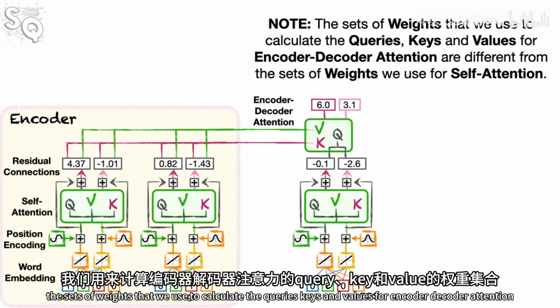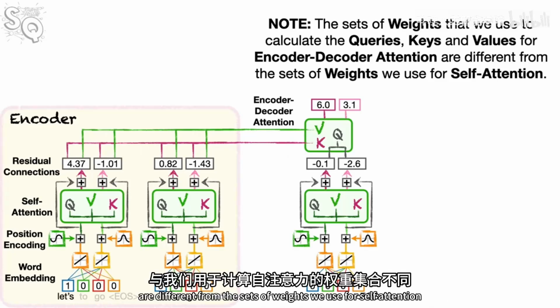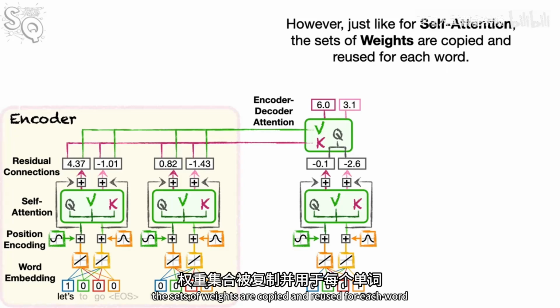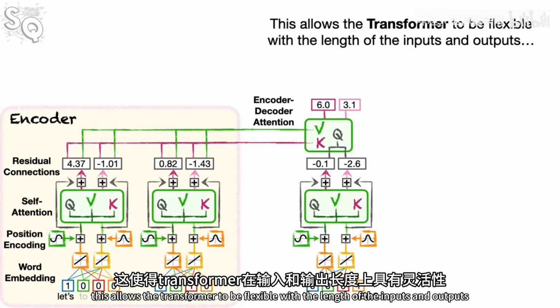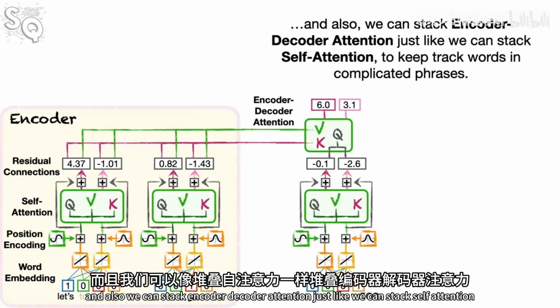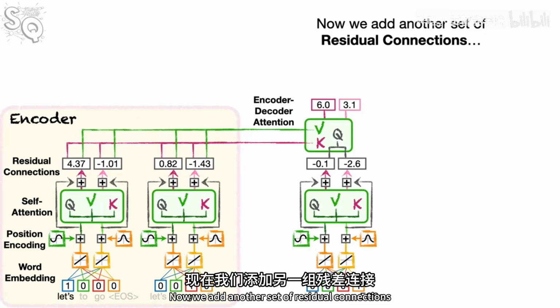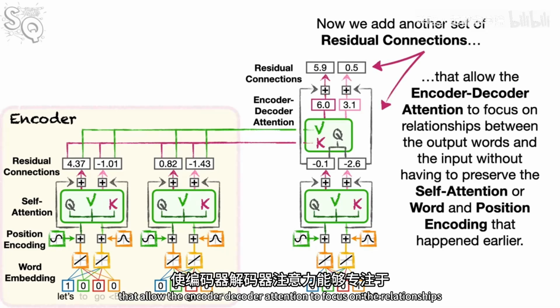Note, the sets of weights that we use to calculate the queries, keys, and values for encoder-decoder attention are different from the sets of weights we use for self-attention. However, just like for self-attention, the sets of weights are copied and reused for each word. This allows the transformer to be flexible with the length of the inputs and outputs. And also, we can stack encoder-decoder attention just like we can stack self-attention to keep track of words in complicated phrases. Bam!